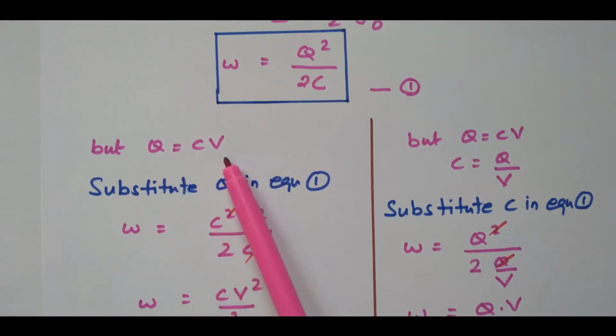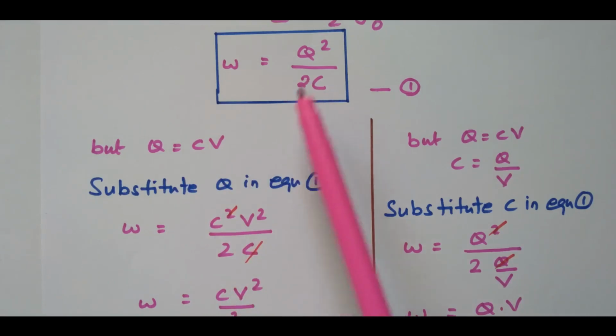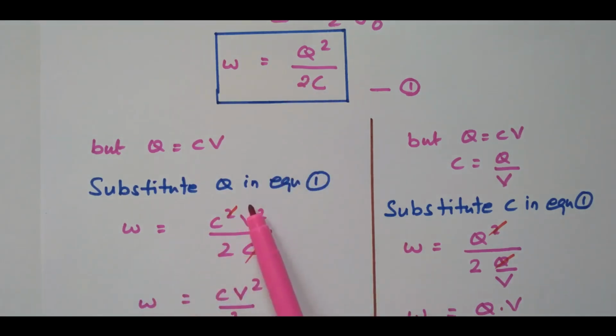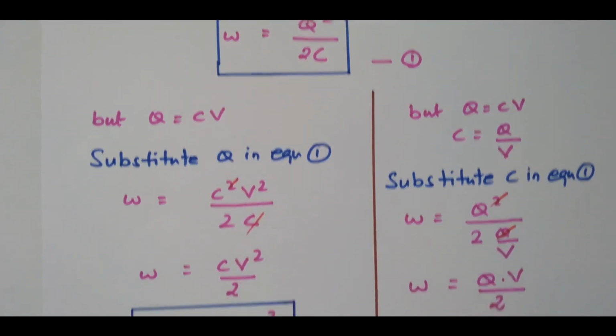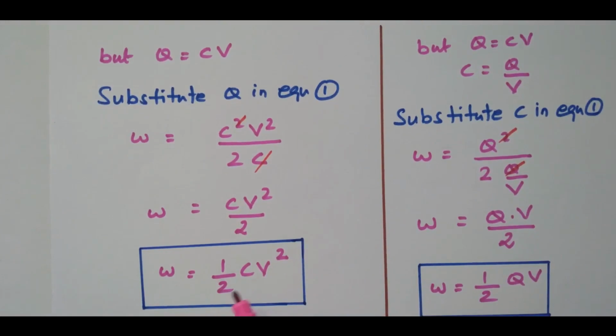We know that Q equal to CV. Now we substitute Q equal to CV in equation number 1. W equal to Q square divided by 2C. Q square means C square V square divided by 2C. So one C got cancelled, and we have CV square divided by 2, that is half CV square. Another formula for the energy stored in a capacitor is half CV square. This is a very standard formula: half into capacitance into voltage square. This is the second form.